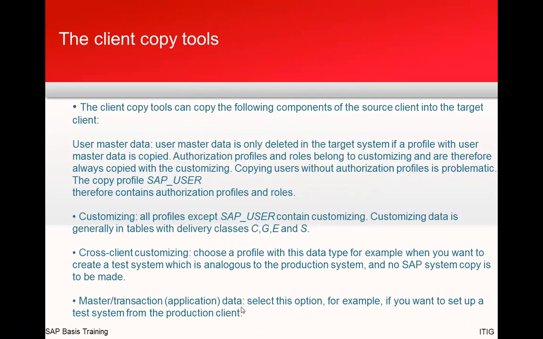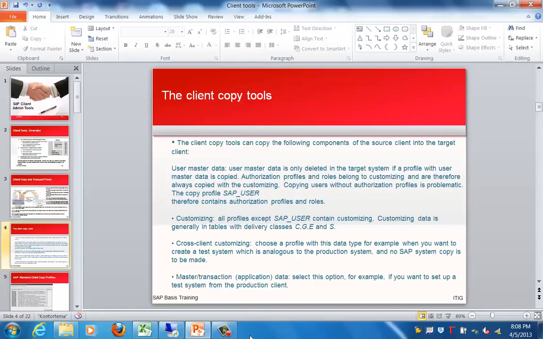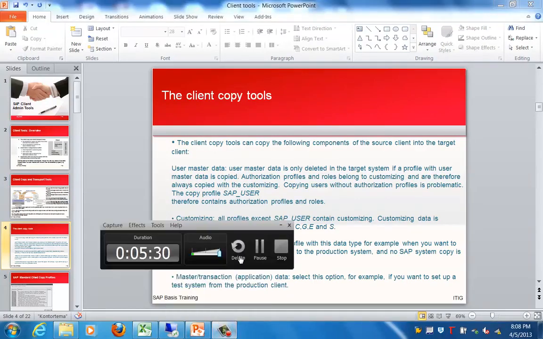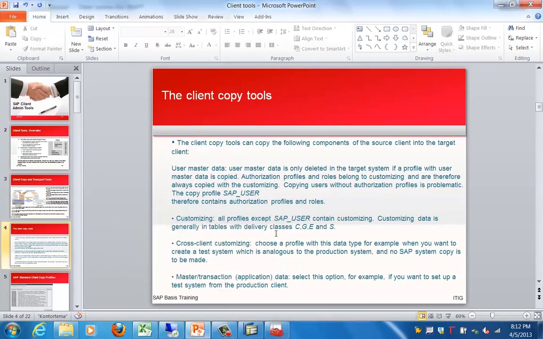Okay, so basically here we are seeing the copy profile SAP_user contains the authorization profiles and roles. Customizing: here you can see that all profiles except SAP_user contain customizing. Customizing data is generally in the tables with delivery class C, Z, E. Okay, so we have seen this profile.